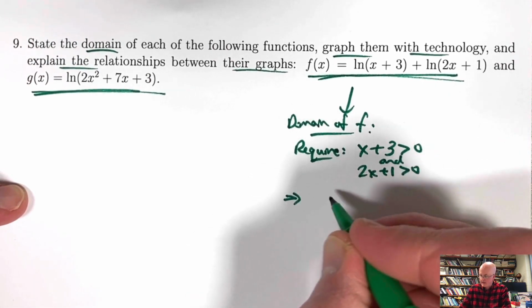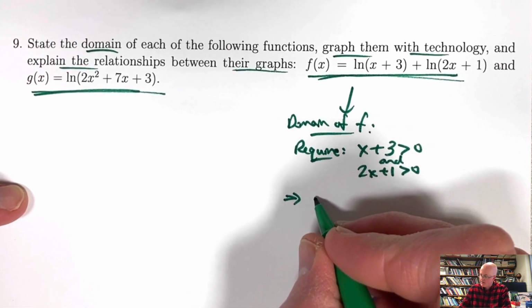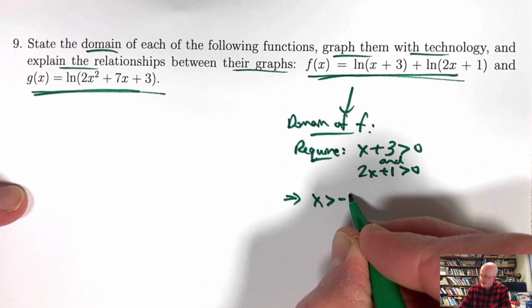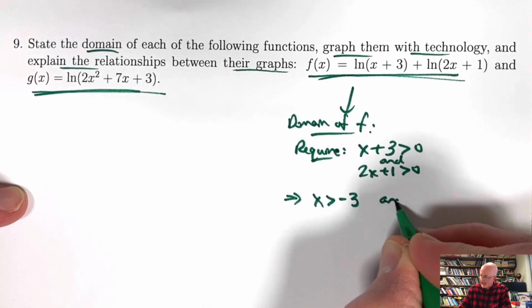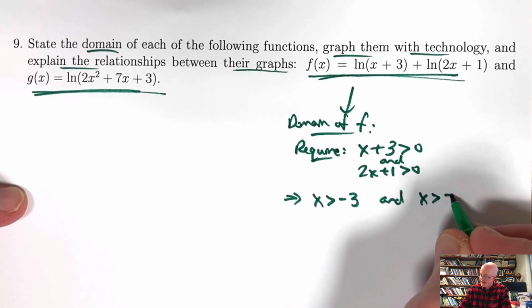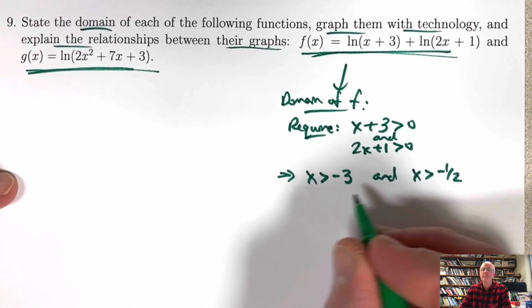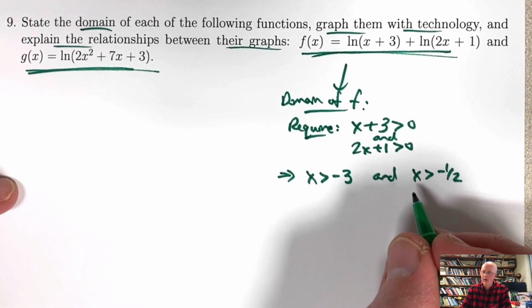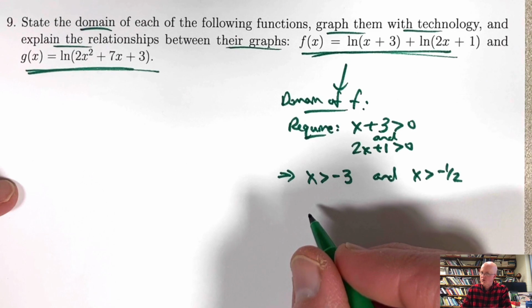Solving both of those inequalities and keeping the word and in there, we want both x to be bigger than negative 3 and 2x to be bigger than negative 1. In other words, x to be bigger than negative 1/2. We want both of these things to be true. When will they both be true?